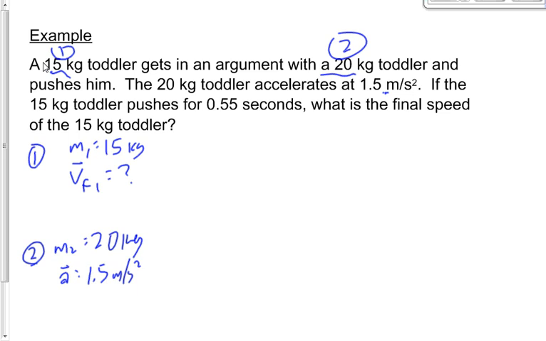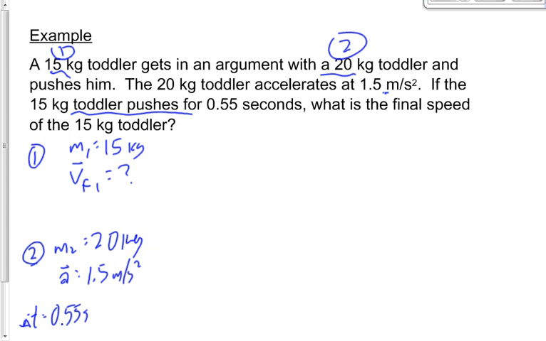Hey, wait. Or is it toddler number 2 pushes on 1 for 0.55 seconds? Which one pushes for 0.55 seconds? Toddler number 1, right? Or could we just say delta t, separate from number 1 or number 2, is 0.55 seconds? If number 1 pushes on the other for 0.55, isn't the other pushing on the first for 0.55? Yeah, if object A applies a force on object B, then one of those forces can't disappear sooner than the other force. It's got to be 0.55 for both of them.